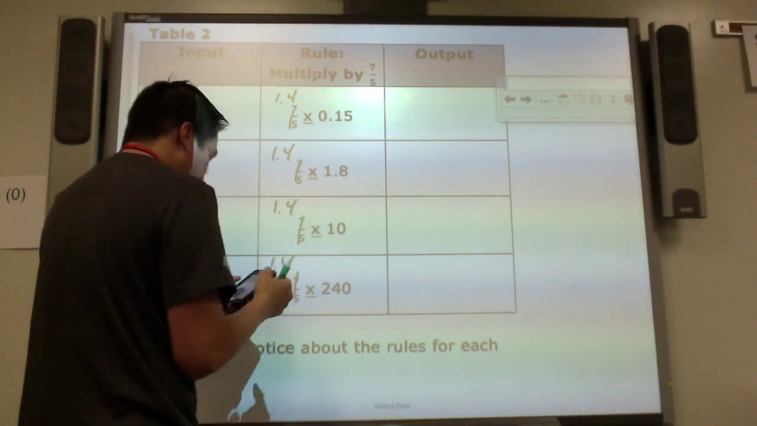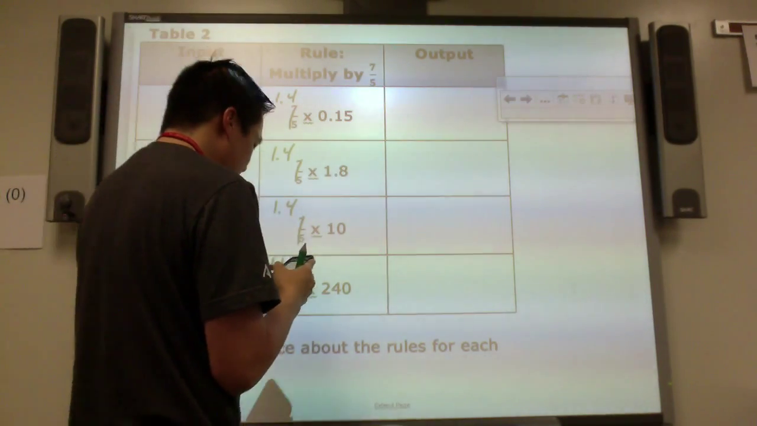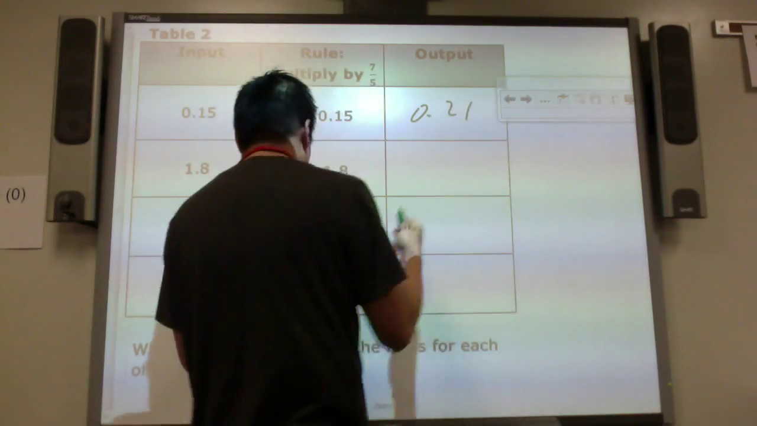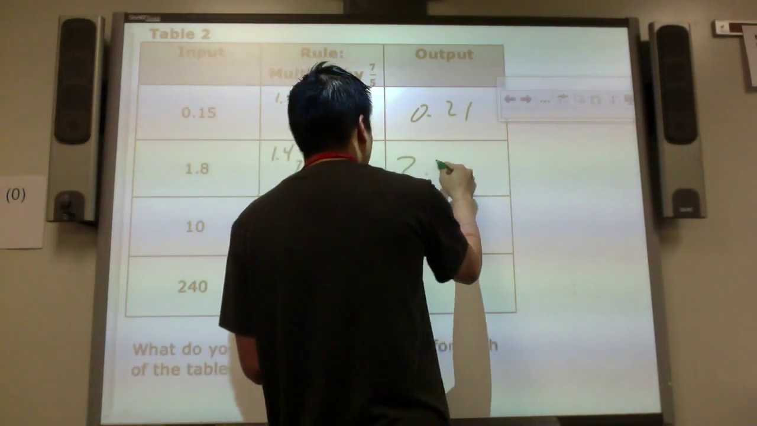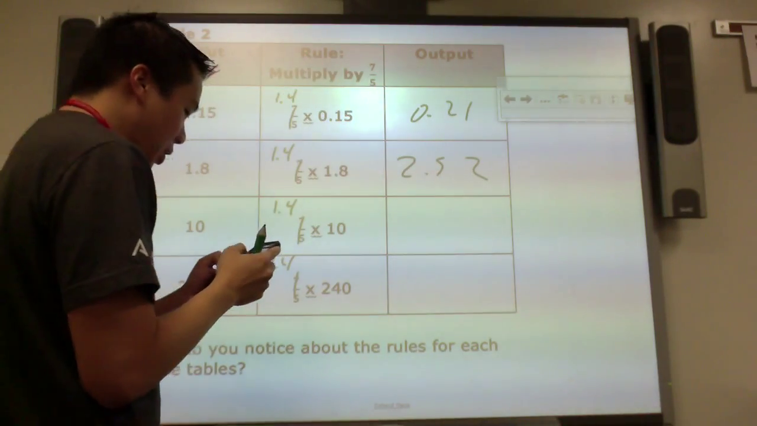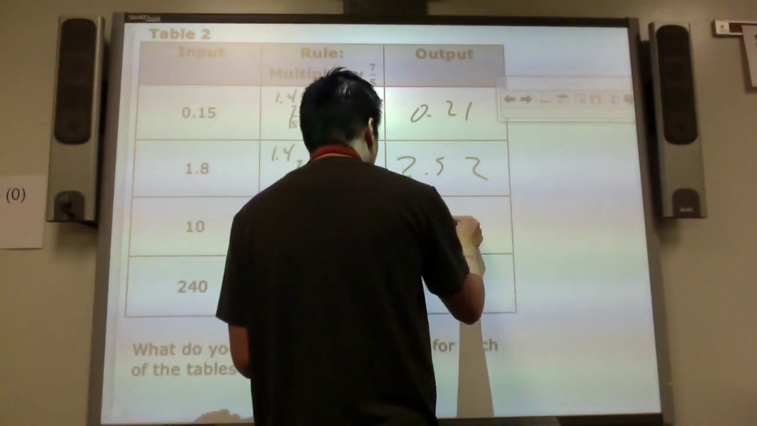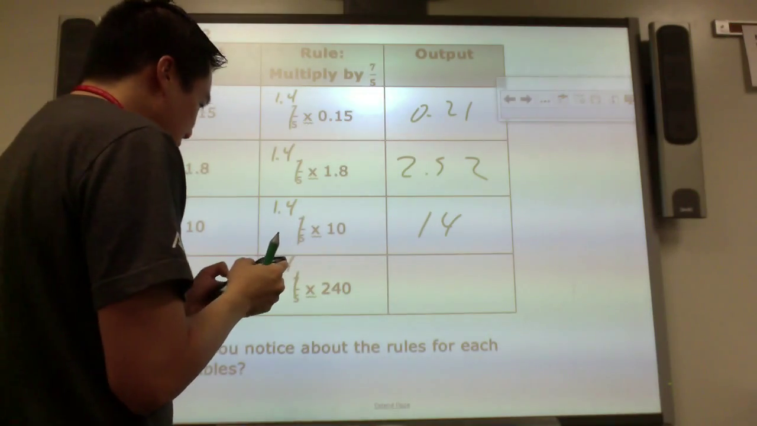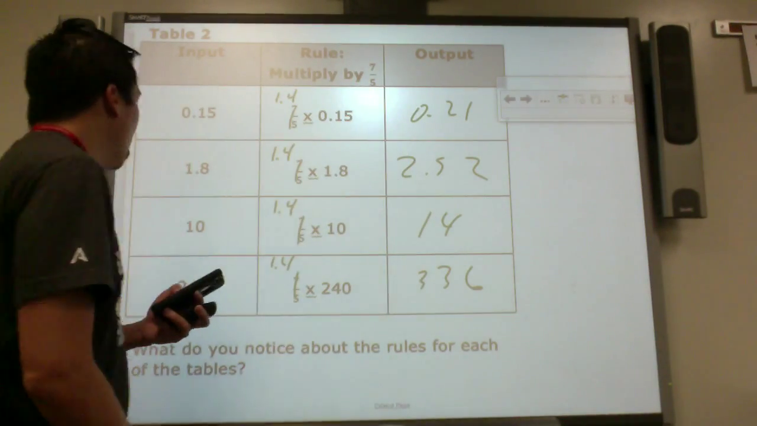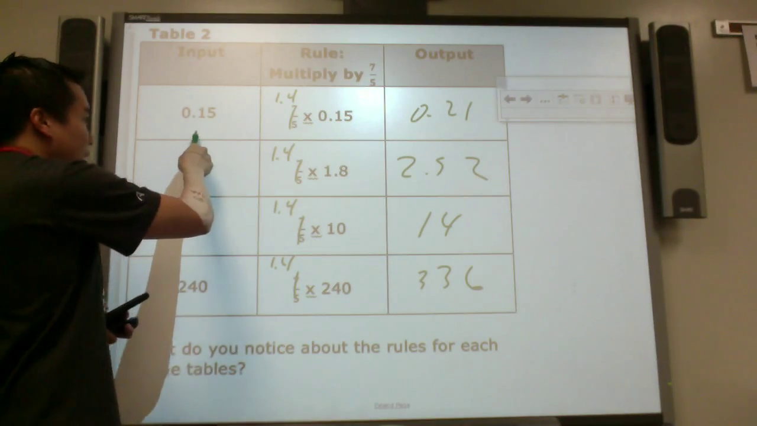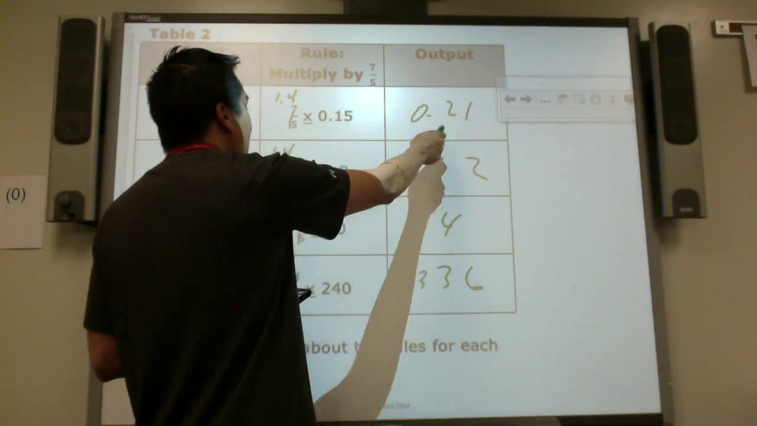So if I multiply 1 and 4 tenths times 15 hundredths, I get 21 hundredths. If I multiply 1 and 4/10 times 1 and 8/10, I get 2 and 52 hundredths. If I multiply 1 and 4/10 times 10, I get 14. And if I multiply 1 and 4/10 times 240, I get 336. So I started with 15 hundredths, and then it became 21 hundredths.